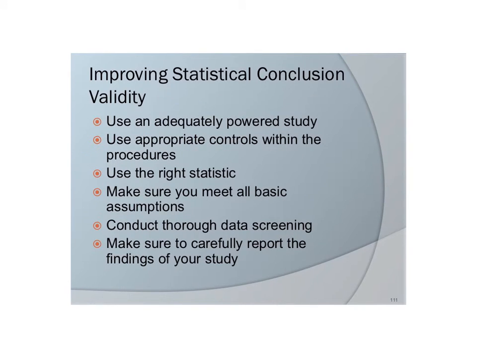So you want to make sure that you use an adequately powered study. You can use G-power as an a priori power analysis to set you up. Use appropriate controls and procedures within your study. Make sure you're using the right statistics so you understand the rationale and all the different components. Then make sure you meet all the basic assumptions, and if you don't, understand if that's okay or not. Conduct thorough data screening for outliers, normality, missing data, equal ns if appropriate, and then make sure you carefully report the results of your study, dealing with whether or not you had to remove data, making sure that you discuss if you have non-significance, what does that mean, and so on.